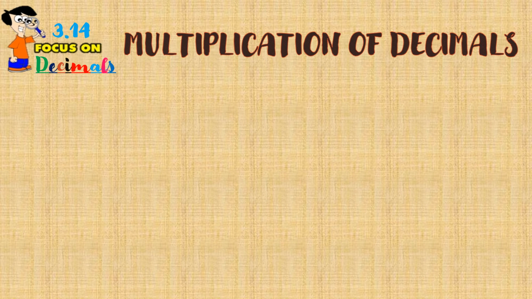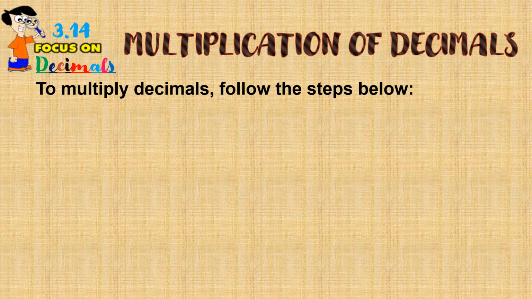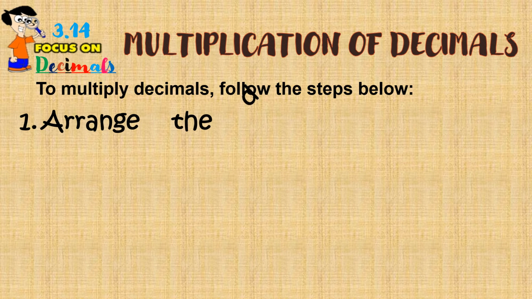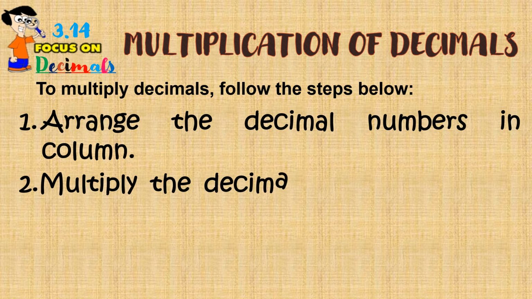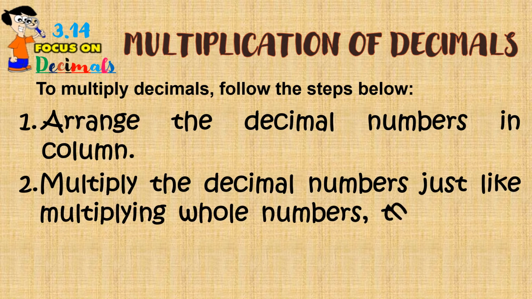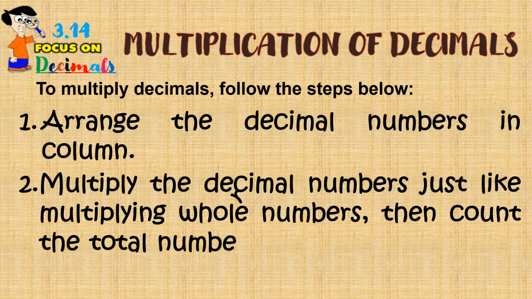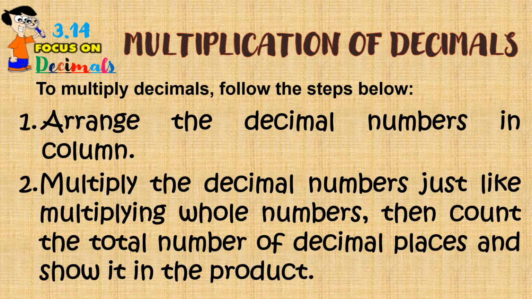The third operation is multiplication of decimals. To multiply decimals, follow the steps below. Step 1. Arrange the decimal numbers in column. Step 2. Multiply the decimal numbers just like multiplying whole numbers. Then count the total number of decimal places and show it in the product.